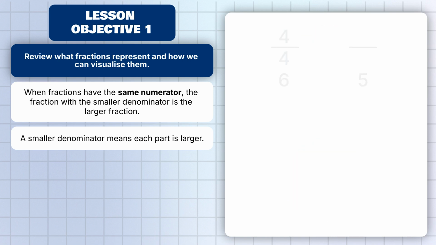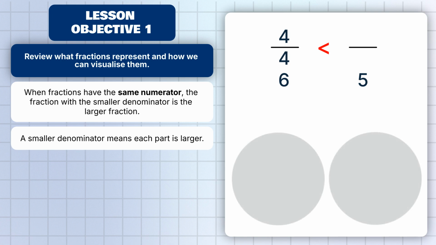For example, let's compare 4/6 and 4/5. Both fractions have a numerator of 4, but different denominators. 4/6 means 4 parts out of 6, and 4/5 means 4 parts out of 5. Since dividing something into 5 parts gives us bigger pieces than dividing it into 6 parts, 4/5 covers more of the whole than 4/6. So 4/5 is greater than 4/6.